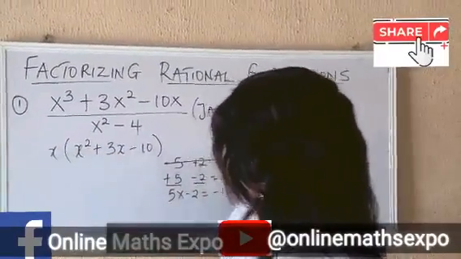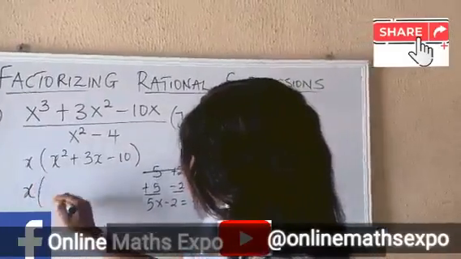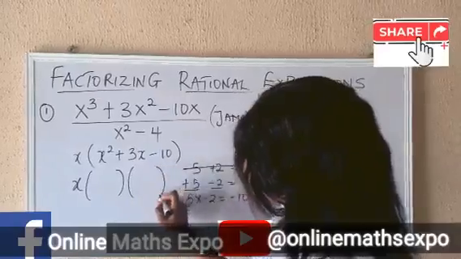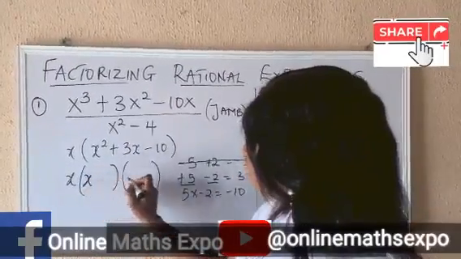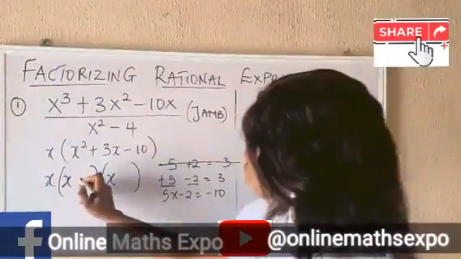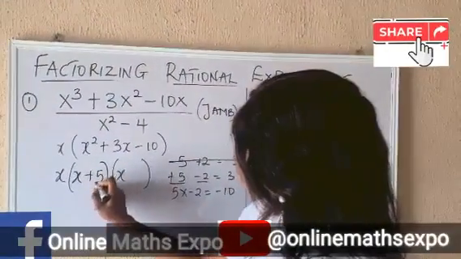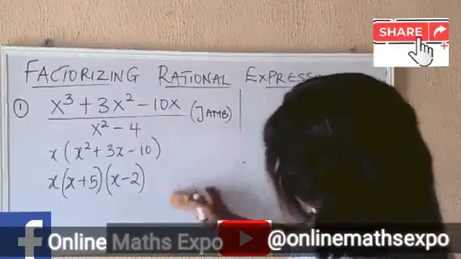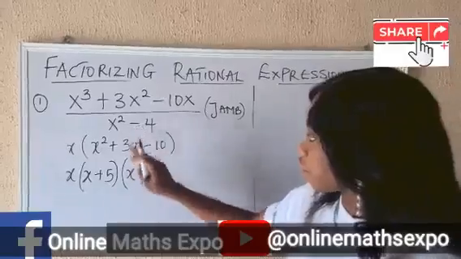And that will give us x into, since it's x squared, we are going to have two brackets. We give this one x and give this another x. Then the two factors we have, we share to these brackets. This will take plus 5 and this will take minus 2. We have simplified the numerator. Let's go for the denominator.